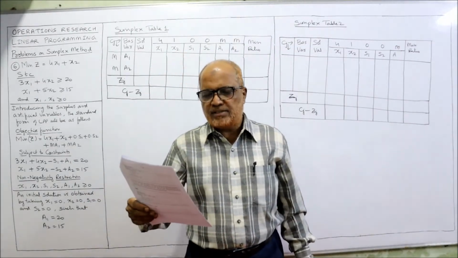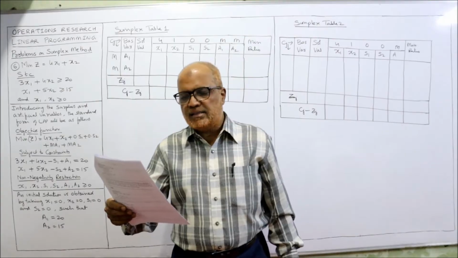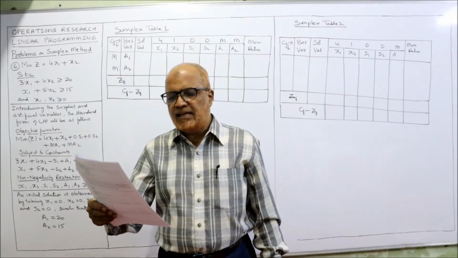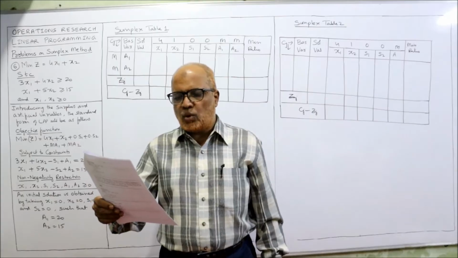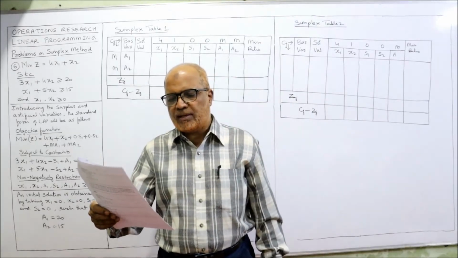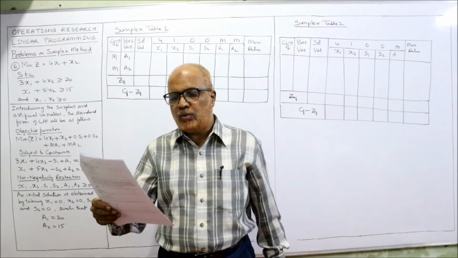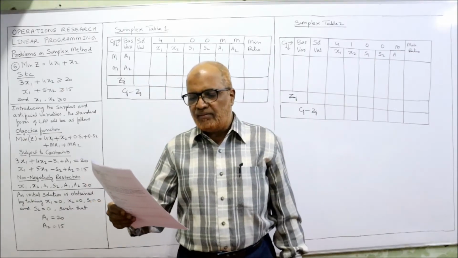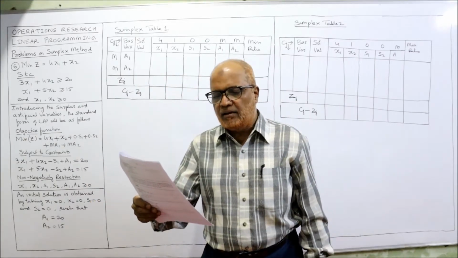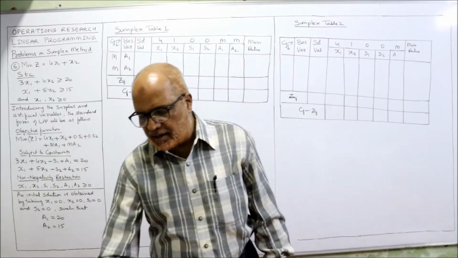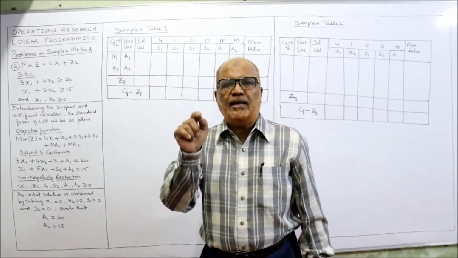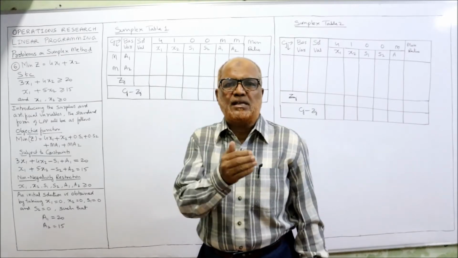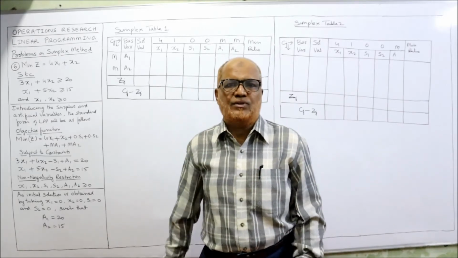Now, see the problem number 6. Solve by simplex. Minimize z is equal to 4x1 plus x2, subject to constraints 3x1 plus 4x2 greater than equal to 20, x1 plus 5x2 greater than equal to 15, and x1 and x2 greater than equal to 0. So whenever the constraint is greater than equal to, you have to minus surplus variable and add the artificial variable.